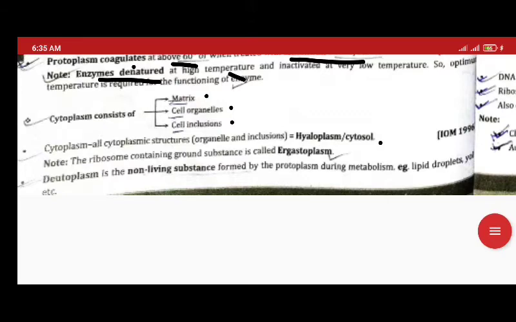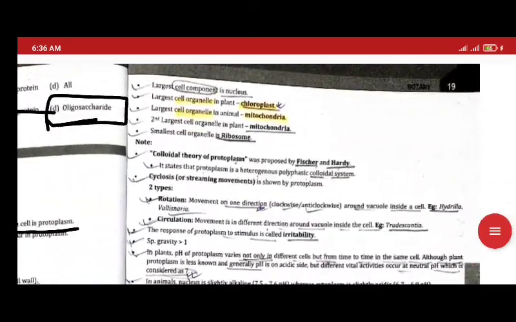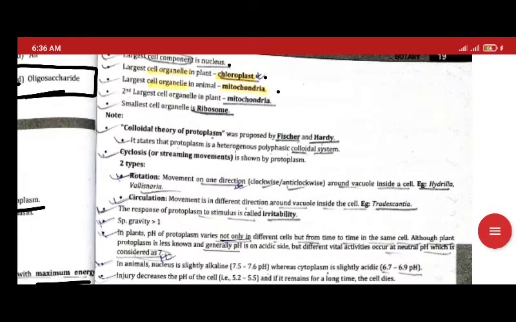Now ribosome contains what? Ergastoplasm, ribosome. Now deutoplasm is non-living substance. Another point is that the largest component in the cell is the nucleus. The largest cell organelle in plants is chloroplast. The largest cell organelle in animals is mitochondria. The second largest organelle in plants is mitochondria. In animals, that is first; in plants, that is second.